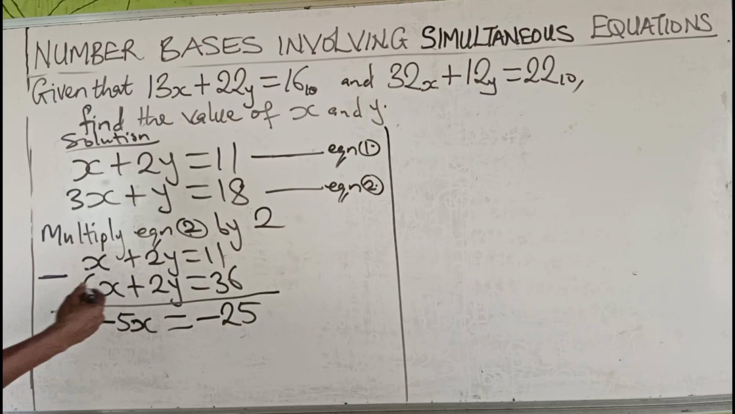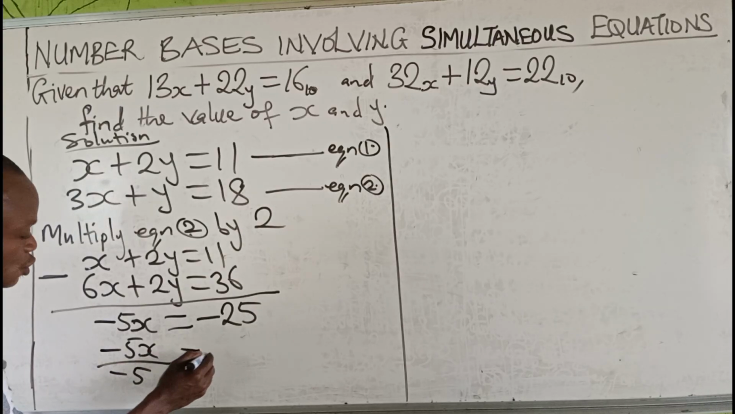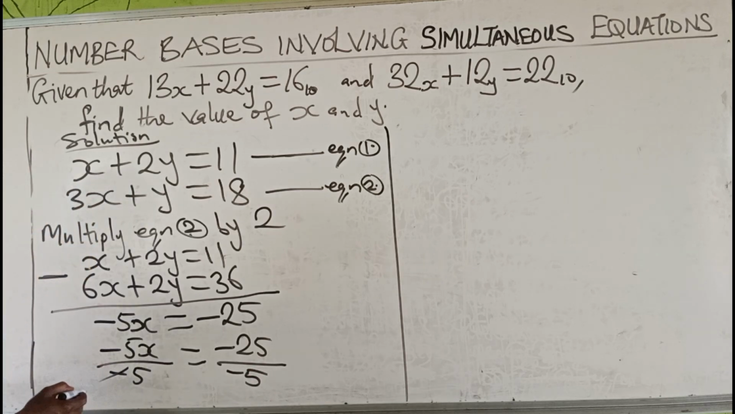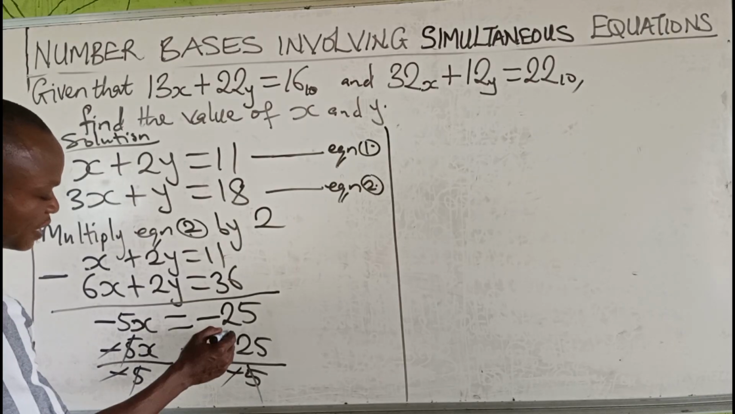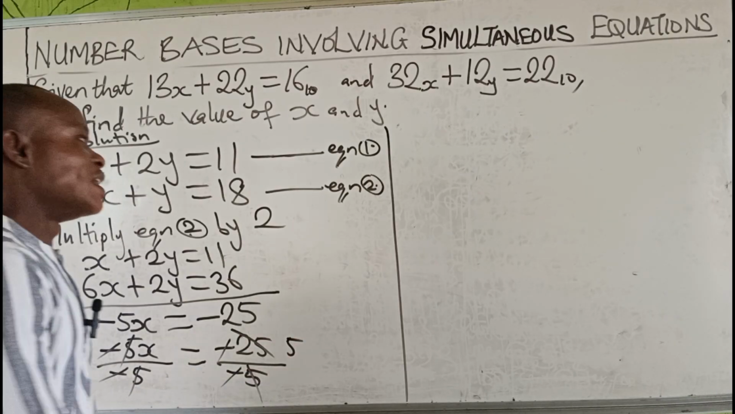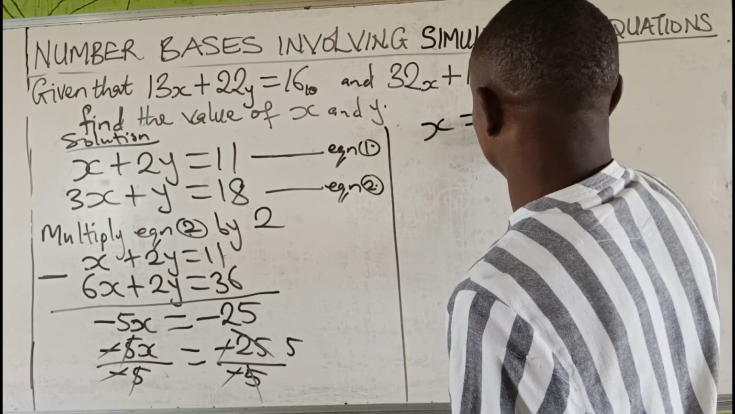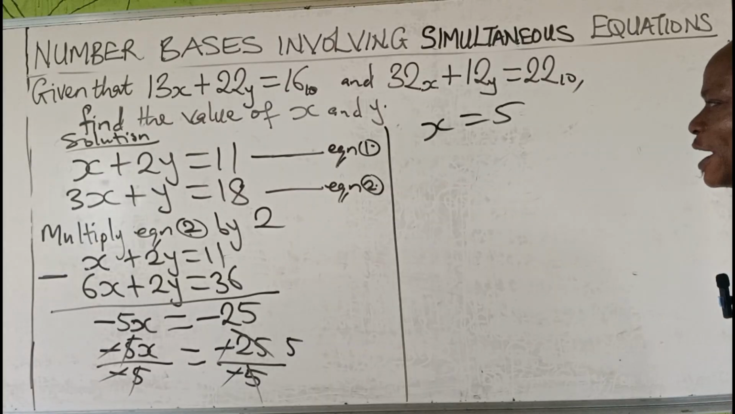The next thing, we divide both sides by minus 5. So we have minus 5x divided by minus 5 equal to minus 25 divided by minus 5. Here, minus will cancel minus and 5 will cancel 5. We are left with x here. Here, minus will cancel minus and 25 divided by 5 will give us 5. That means the value of x is equal to 5. So we say x equal to 5. Now, we have solved for x, remaining y.